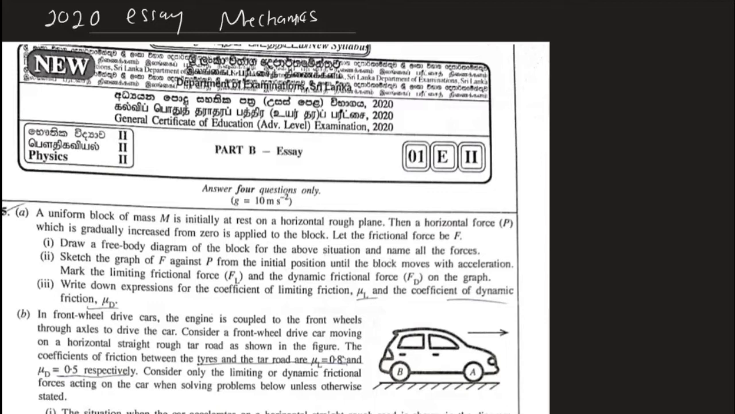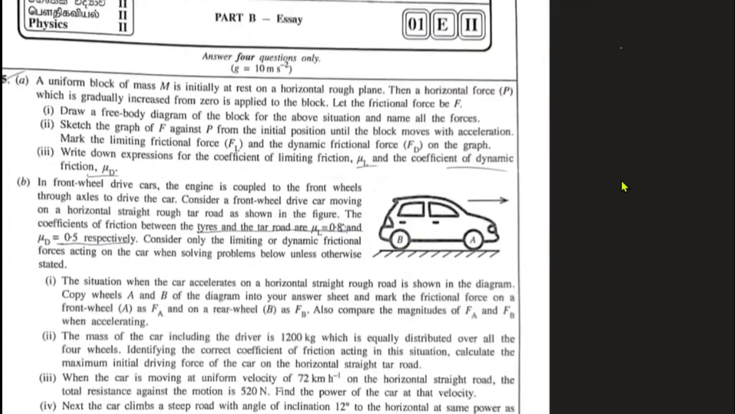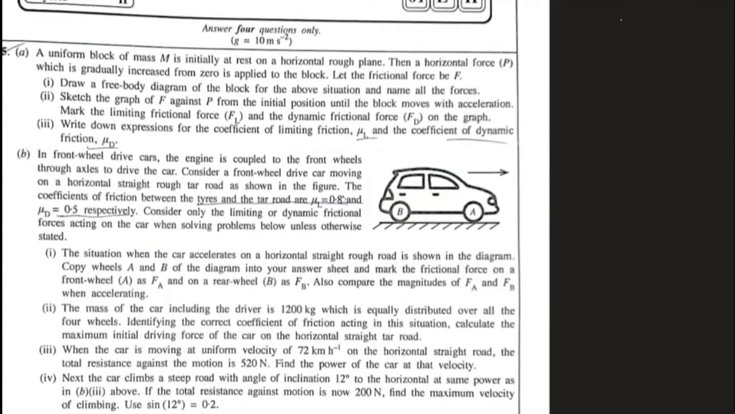So 2020, all right, so let's see. Initially, this is not that difficult, right? This question says a uniform block of mass m is initially at rest on a horizontal rough plane, right? Then a horizontal force P, which is gradually increased from zero, is applied on the block.